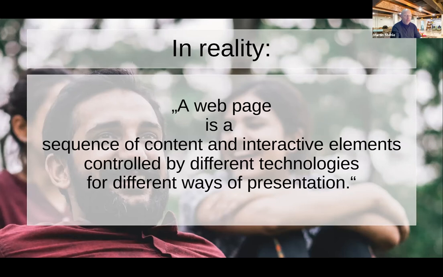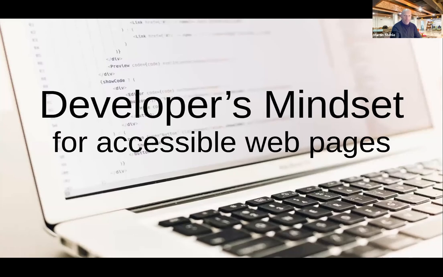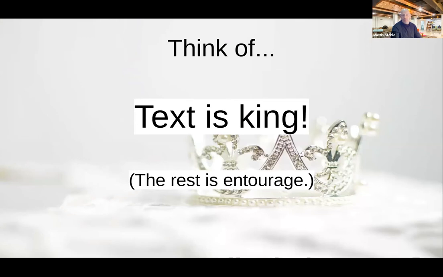Just three things you have to know. The first is text is king, because every browser, every device can do something with text. Not every browser can do something with images or with videos or with audio or with an applet or with a flash file. But every device can compute text. So text is king. If you have any content, be sure that it is also available in a textual form. The rest is entourage.